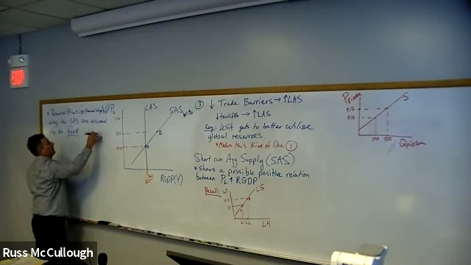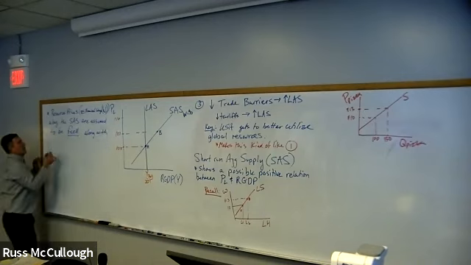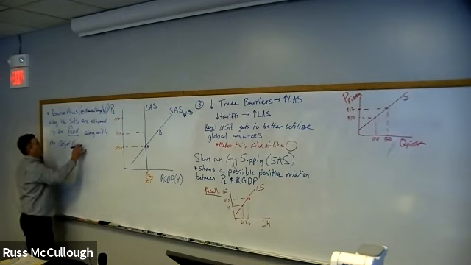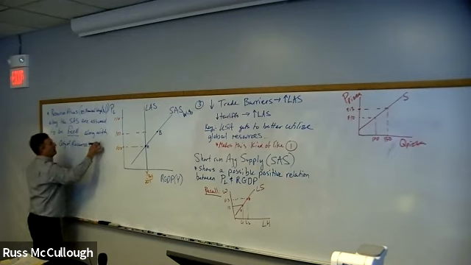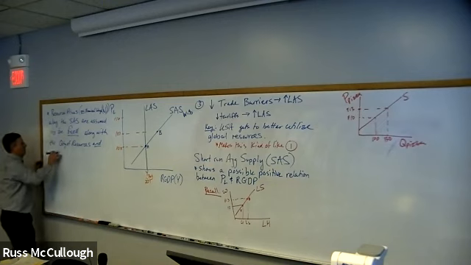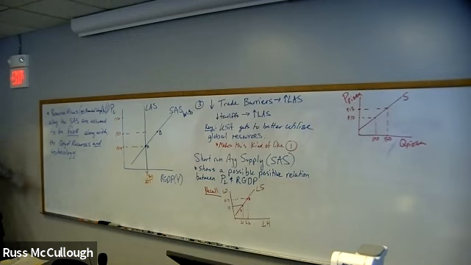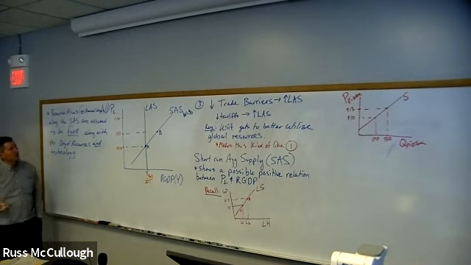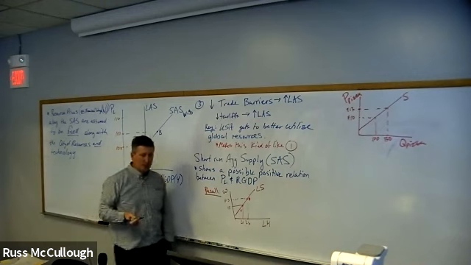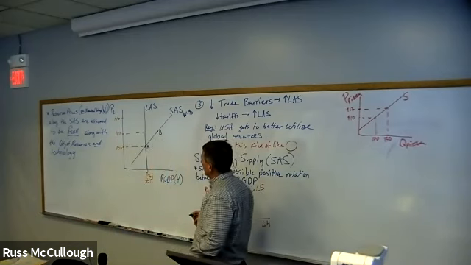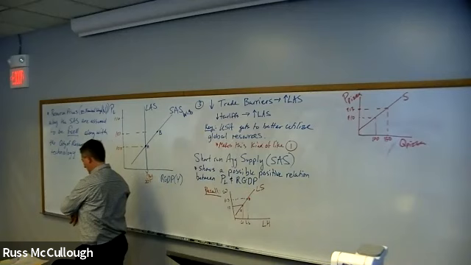Along with the quantity of resources and technology. Resource prices along the short-run aggregate supply curve are assumed to be fixed, along with the quantity of resources and technology.